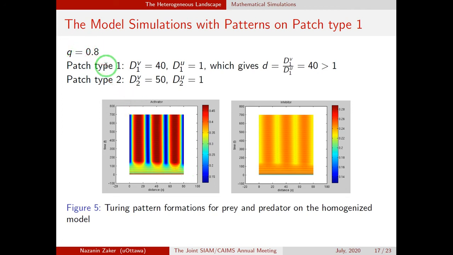For the first question, we have patterns on one of the patches, on patch 1, so we have an activator and we have enough movement, but we don't get patterns on patch 2. When we put them together, we see that we get patterns because of heterogeneity. As we see, we get patterns for our prey on the left side of this figure, and we get patterns for our predator.